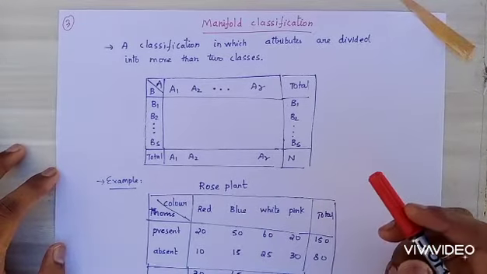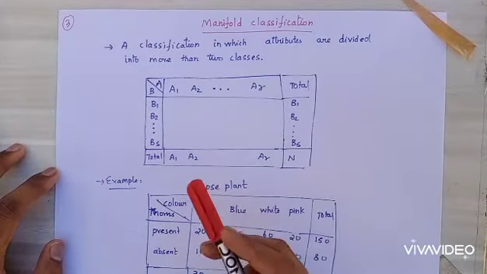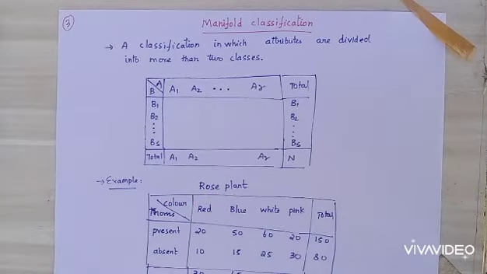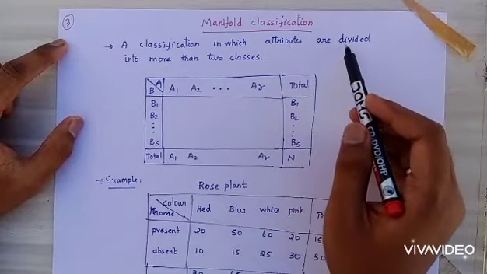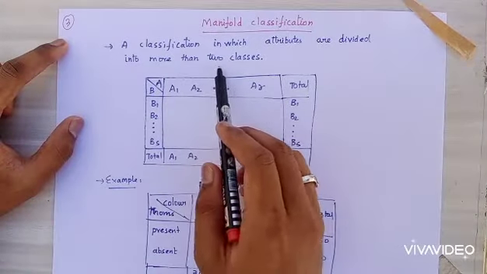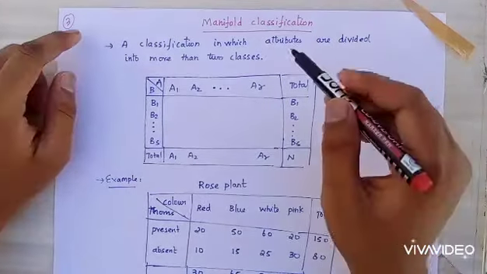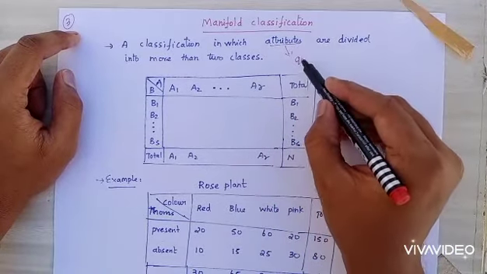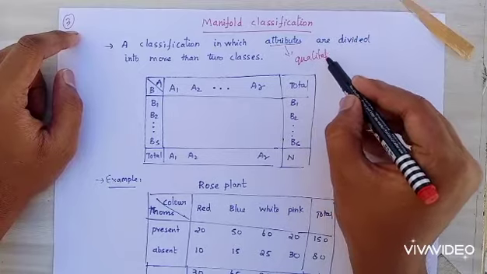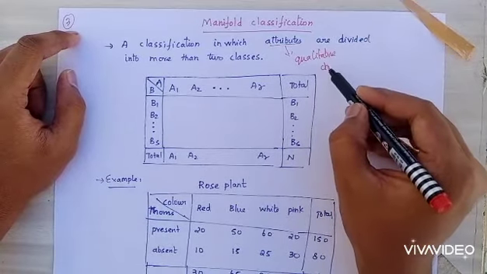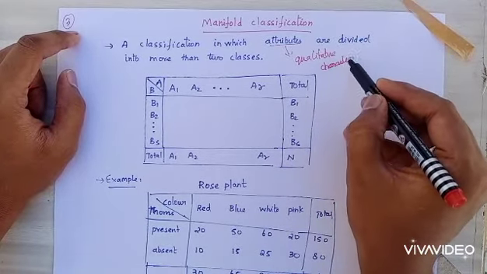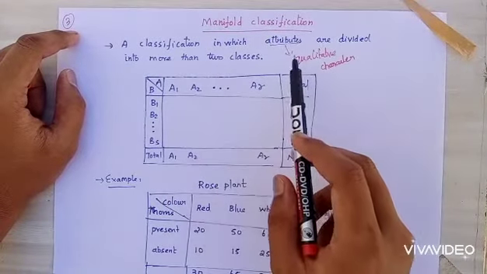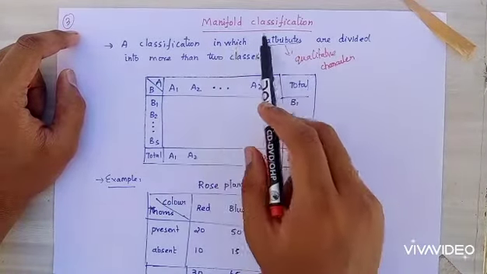And the rest of what we are going to see is manifold classification. Manifold classification means a classification in which the attributes are divided into more than two classes. Here, attributes means a qualitative character. So if the attributes are divided into more than two classes, then we will say such a classification is manifold classification.